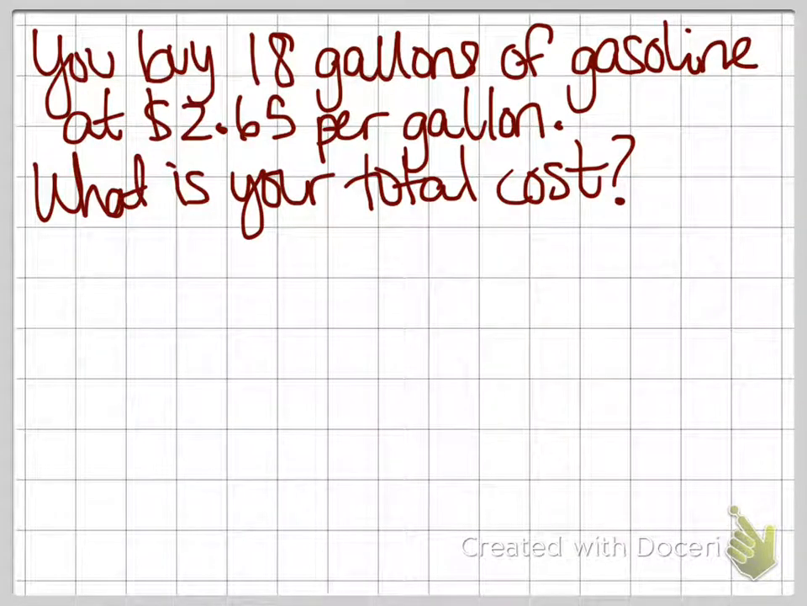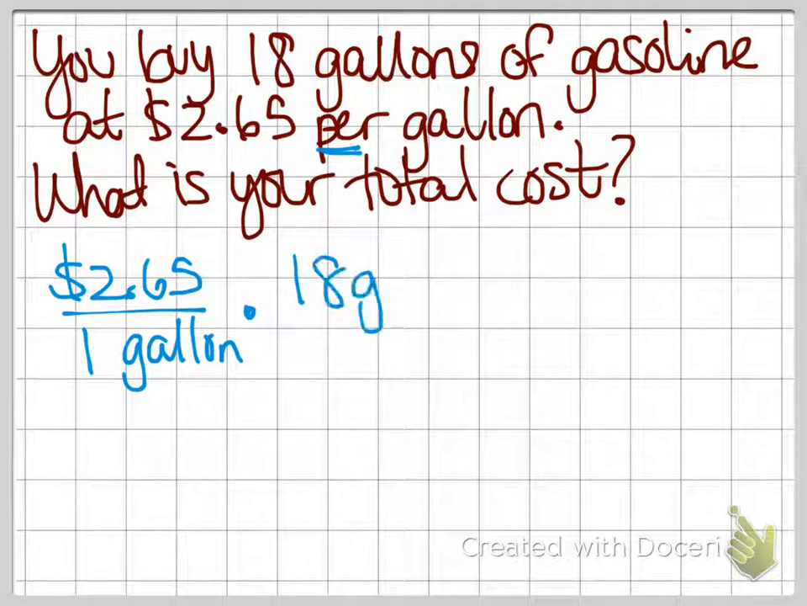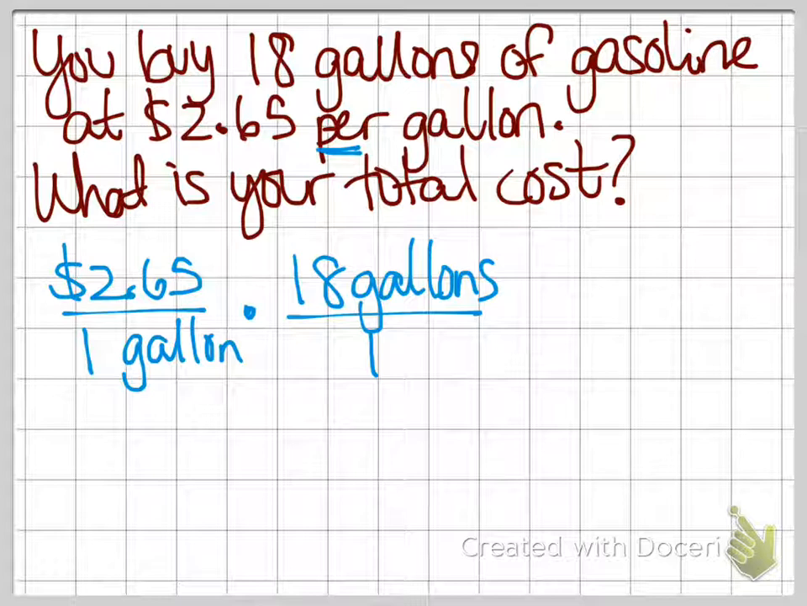You buy 18 gallons of gasoline at $2.65 per gallon. What is your total cost? Well, again, we have this per, so $2.65 per 1 gallon. Remember, what I have on the numerator can cancel with what I have on the denominator. So if I multiply this by 18 gallons, and this isn't a rate, so it's simply over 1, then you can hopefully see that your unit of gallons will cancel, because gallons on the numerator will cancel with gallons on the denominator. And when we multiply two fractions, we multiply straight across.